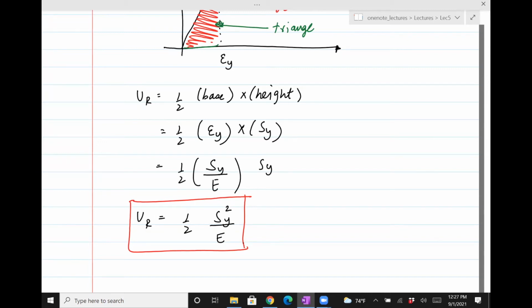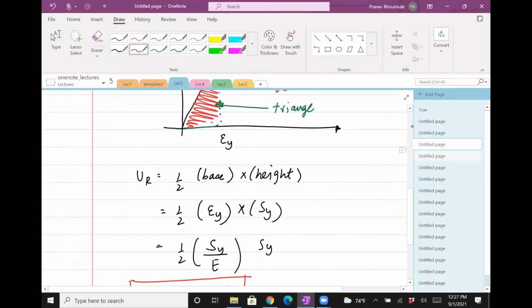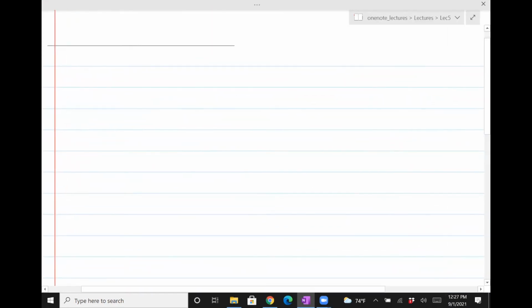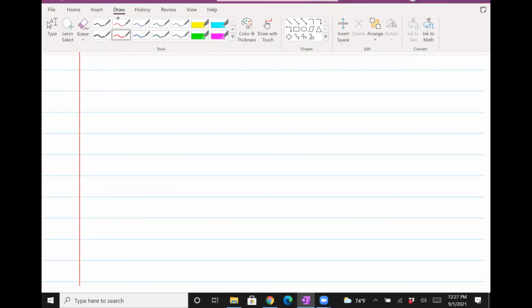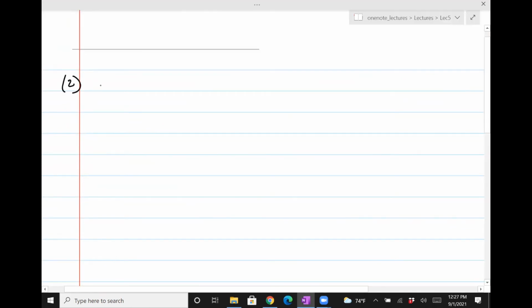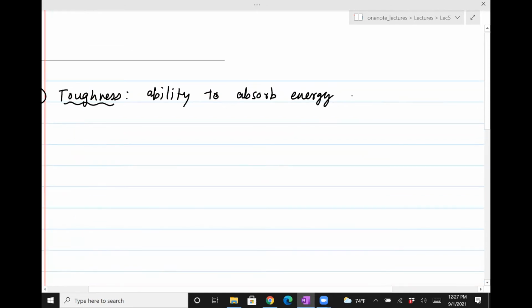Okay, so now let's move on to the modulus of toughness. So what's toughness? It's the second measure of energy carrying capacity. It's defined as the ability to absorb energy without fracture.